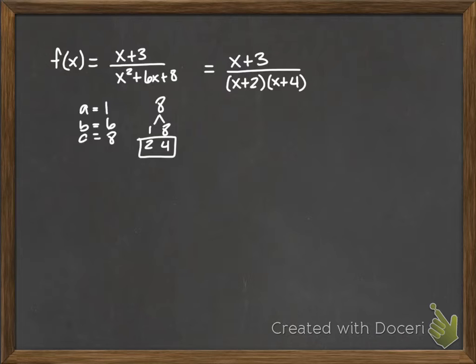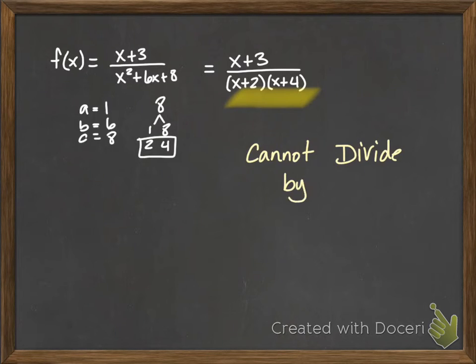Now we have a factored form of this equation. If you notice, neither one of these two in the bottom cancel out. We're left with x plus 2 and we're left with x plus 4. Vertical asymptotes and holes all have something to do with the bottom because you cannot divide by 0. So if there's any x in the bottom that's going to turn that into a 0, bad things happen.